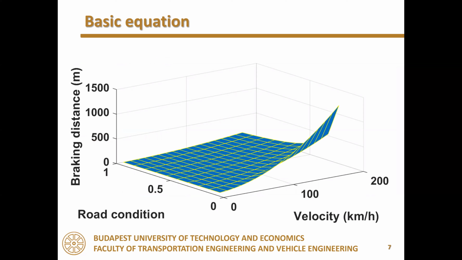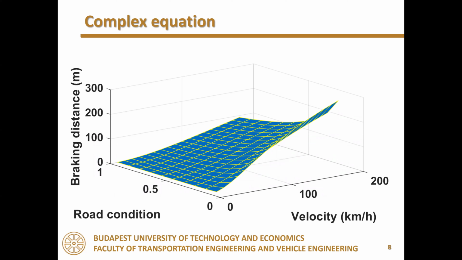After applying a range of speed from 10 to 180 km per hour with different road conditions from 0.1 to 1 to the basic and complex equations, we get the following figures, where 0.1 means ice road, while 0.9 means dry asphalt. We notice that the highest braking distance appears in the case of 180 km per hour with road condition 0.1. The braking distance of the basic equation reaches 1,300 meters. That happened because we consider the speed and the friction only. While in the complex equation, which takes the vehicle dynamics, the distance is approximately 284 meters.